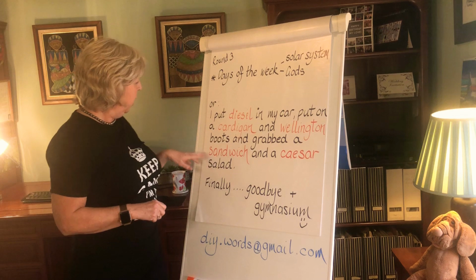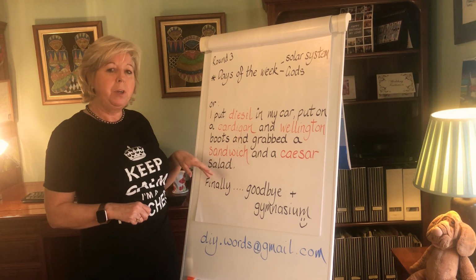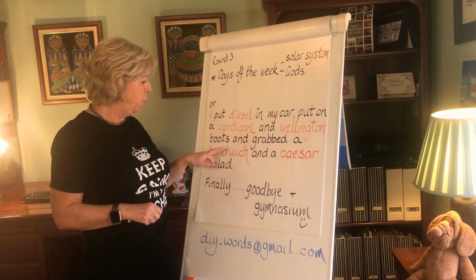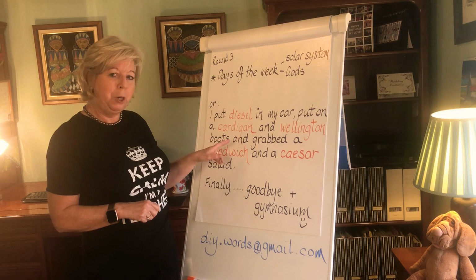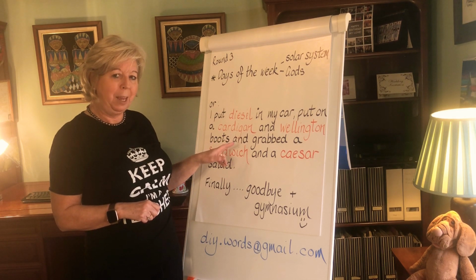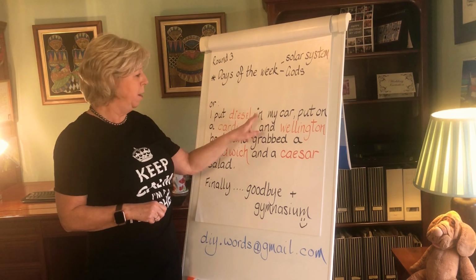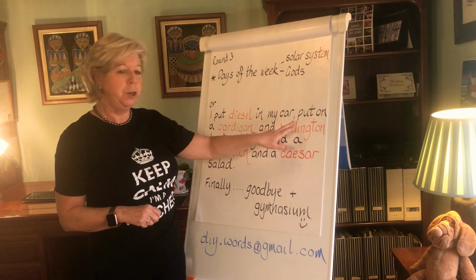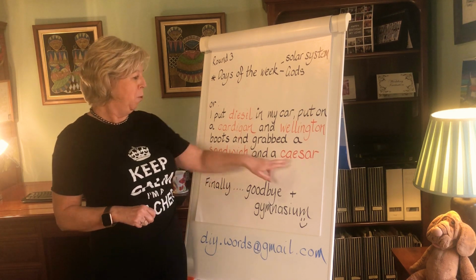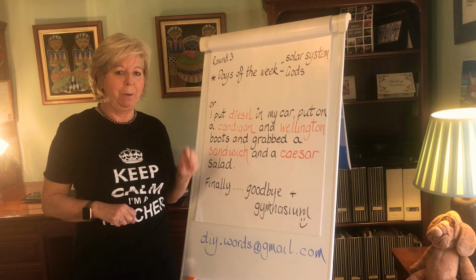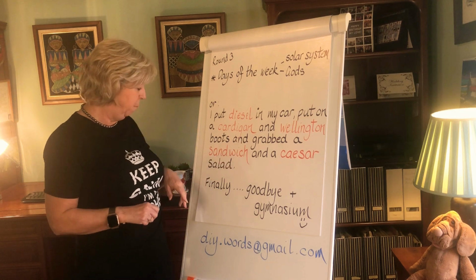A little bit more challenging is I've created a bit of a nonsensical sentence here, but there's a reason why I've put all of these words in red, and it's because they all fall into the same category. And I'm not going to give you too many clues about it, but you'll have to have a little think and then look these ones up. So the sentence is, I put diesel in my car, put on a cardigan and Wellington boots, grabbed a sandwich and a Caesar salad. So what do these words in red have in common, and what's the category called that they all fall into? And maybe you'll be interested in finding out others that fall into that same category.